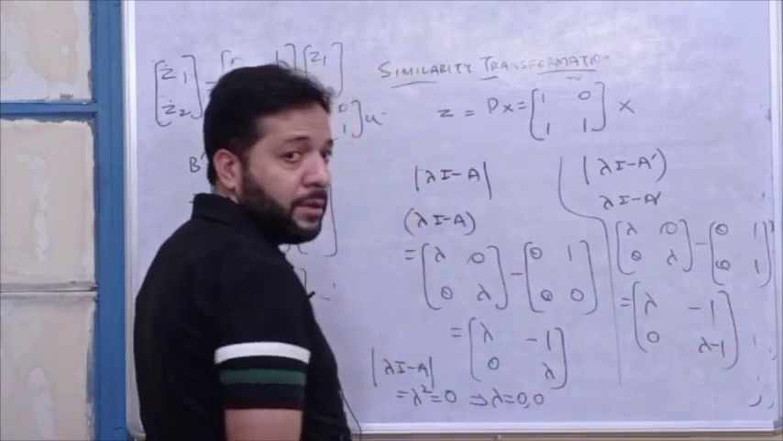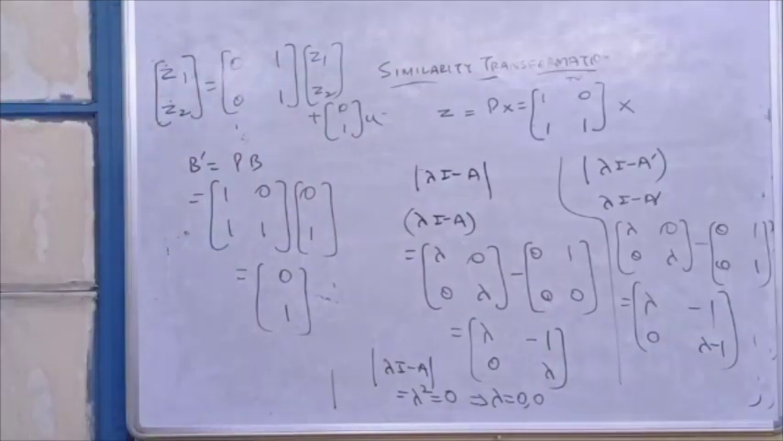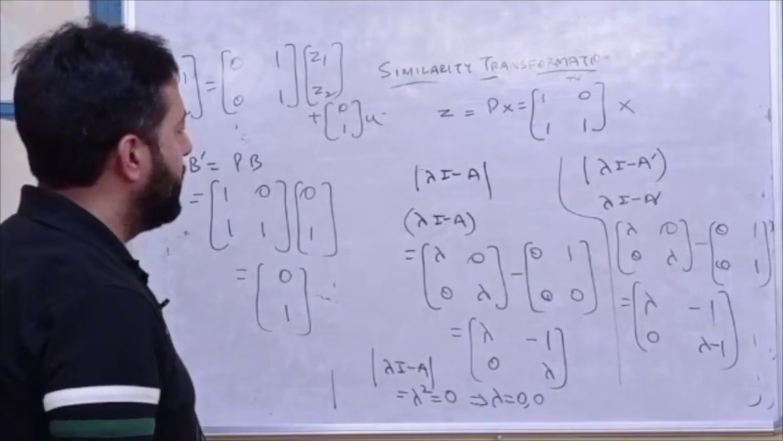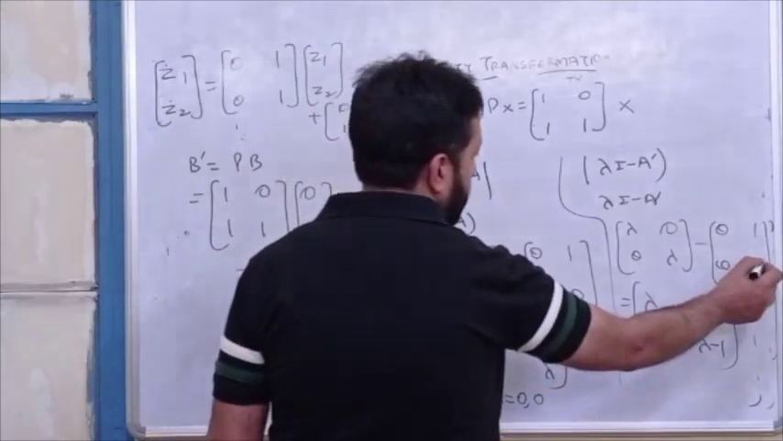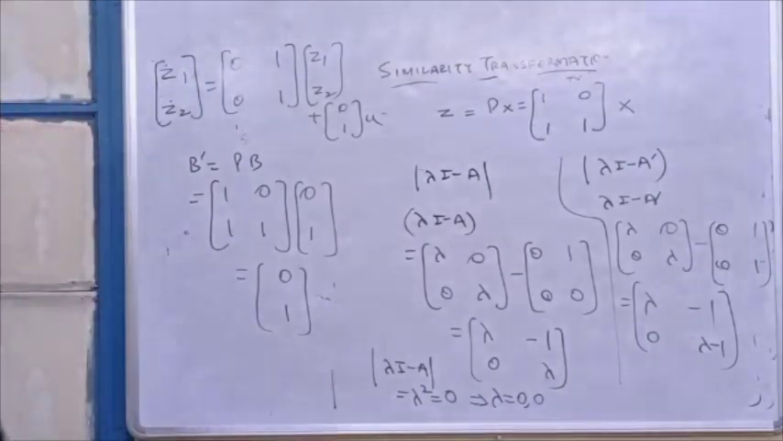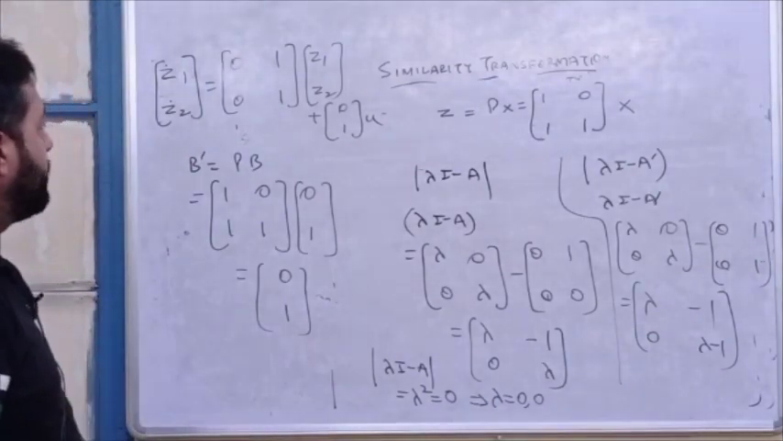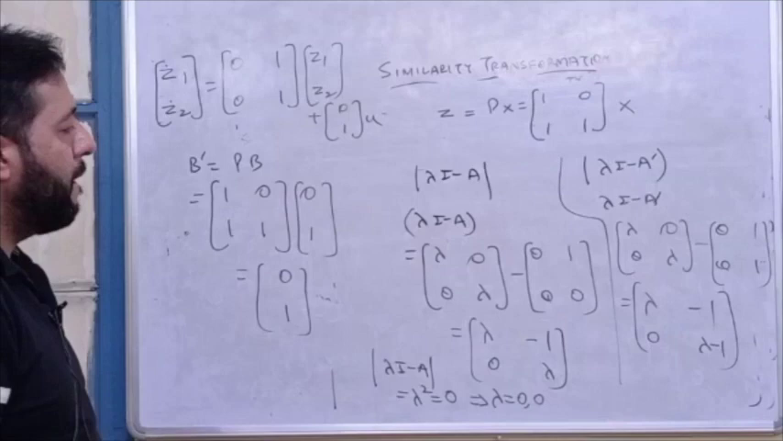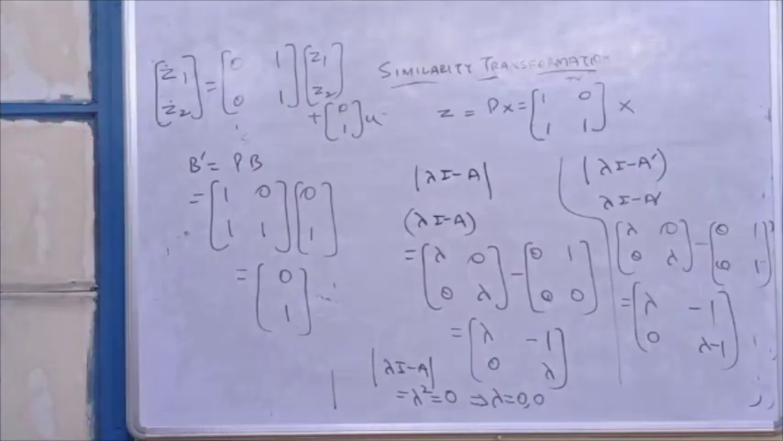कहाँ आया से? कहाँ पे गलत किया? Check it once again. This term should have come out to be 0. है ना, इसका एक और बार चेक करो. PAP इनवर्स जो आपने ऑब्टेन किया, है ना? चेक इट वंस अगेन.